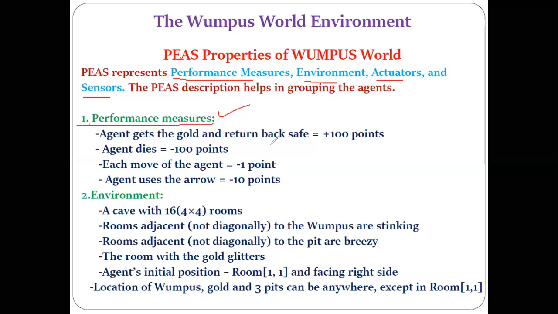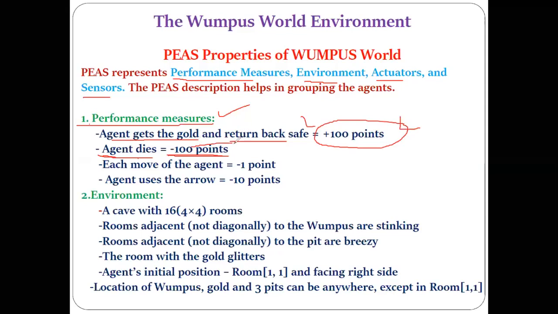If you see, the first performance measure is that if the agent gets the gold and returns back safely without being killed, then as part of its performance measure it will be given plus 100 points. If the agent dies, minus 200 points will be reduced from its score. If it dies, then the game is finished, and definitely the agent loses that game.